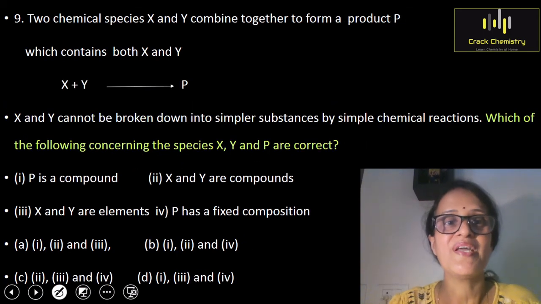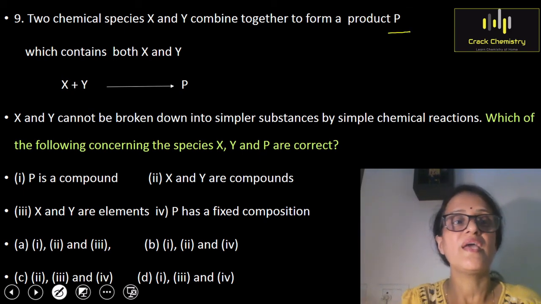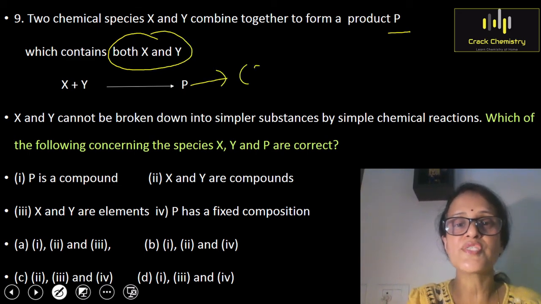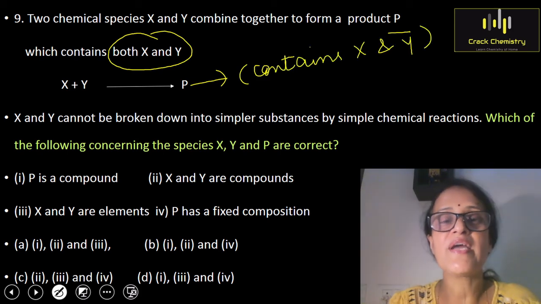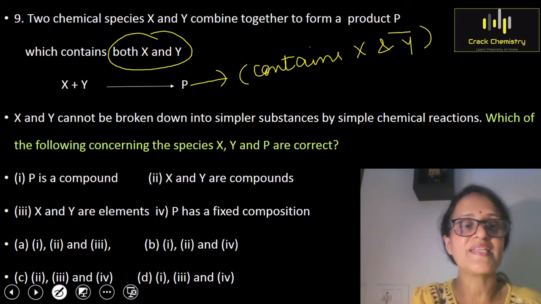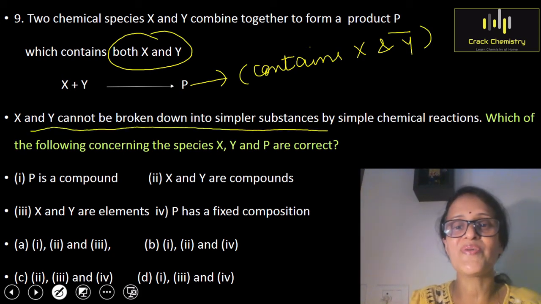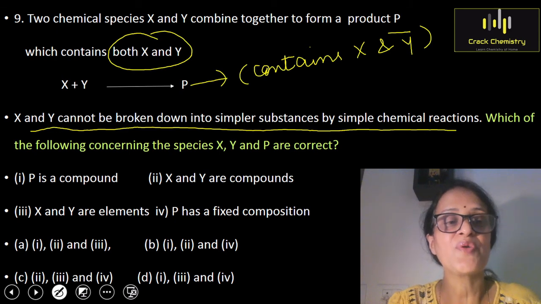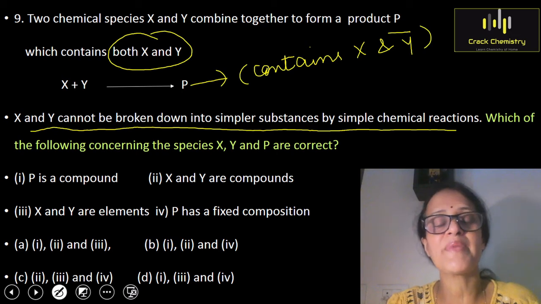Now next question. Two chemical species X and Y combine together to form a product P, which contains both X and Y. So children, you have to remember that the product P contains both X and Y. X and Y are present in product P in a fixed ratio. Now another point, they are saying that X and Y cannot be broken down into simpler substances by simple chemical reactions. Again, a very important hint they are giving to you. You cannot break down X and Y into simpler substances by simple chemical reactions.